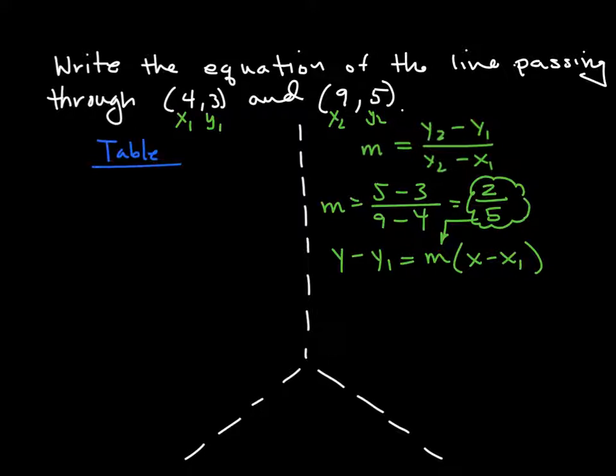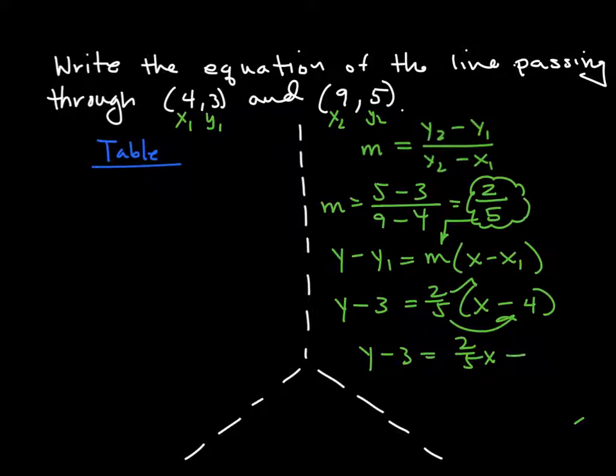So here we go. y minus y1, which is 3, equals m, which is now 2/5, times x minus x1, which is 4. At this point, I will then go ahead and solve from here. So what I'm going to do is now I do the distributive property. So 2/5 goes in through, so I'm left with y minus 3 equals 2/5 x minus, so 2/5 times 4 is 8/5. Now, this one's not looking very pretty, but that's okay.